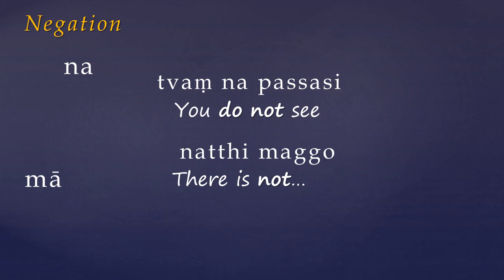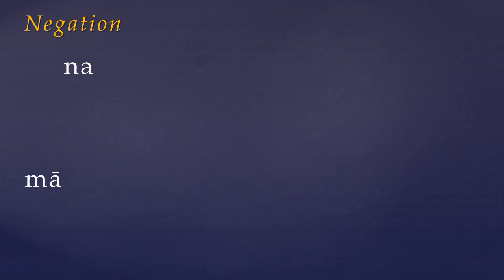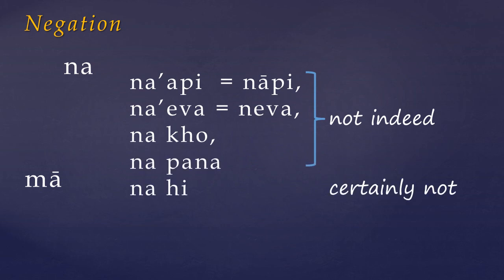Sometimes you'll find the verb at the beginning of the sentence in order to add emphasis. So for instance, nati mago is literally the path does not exist or there is no path. But these negative particles don't have to appear close to the verb. Often the particle is at the beginning of the sentence whilst the verb remains at the end. And quite frequently they're accompanied by emphatic particles which merely add emphasis, like certainly or indeed. And the particle na will often fuse with these too if they begin with a vowel.